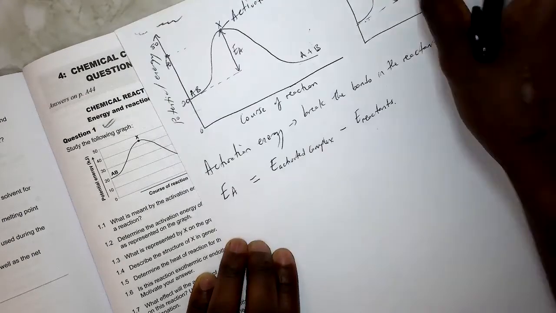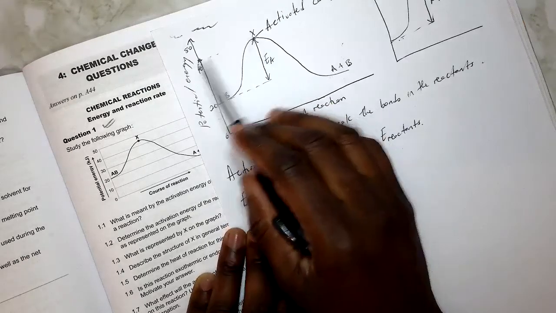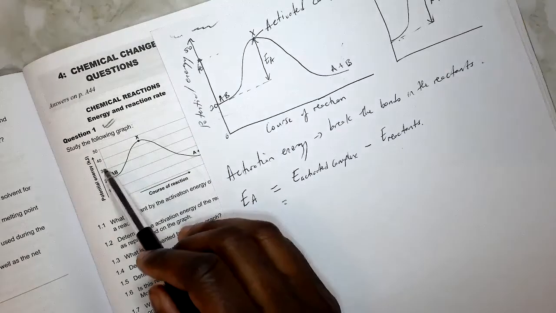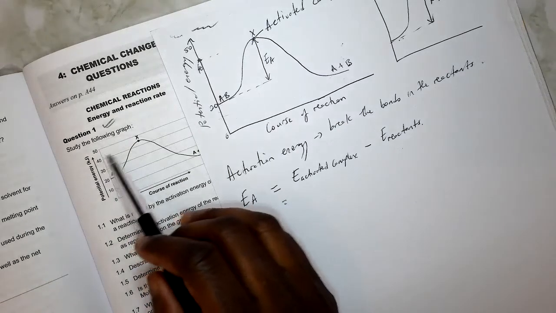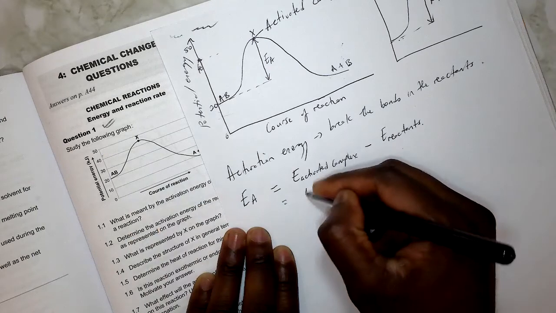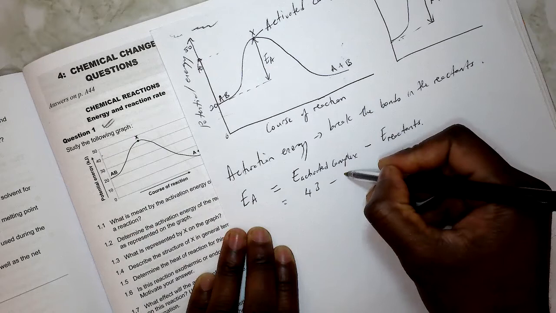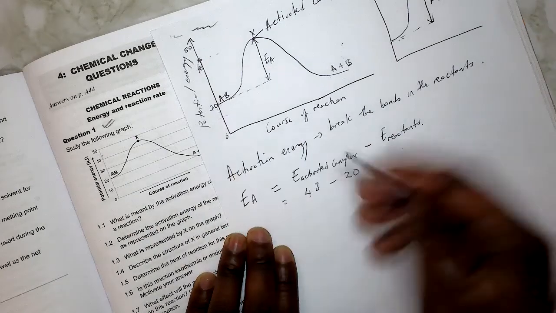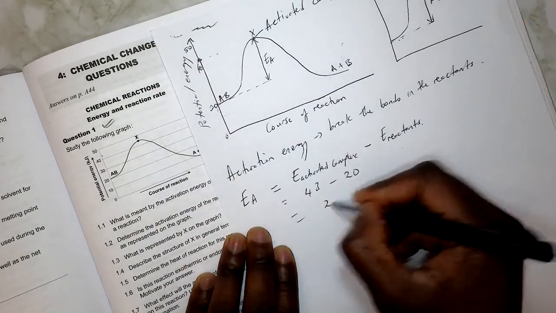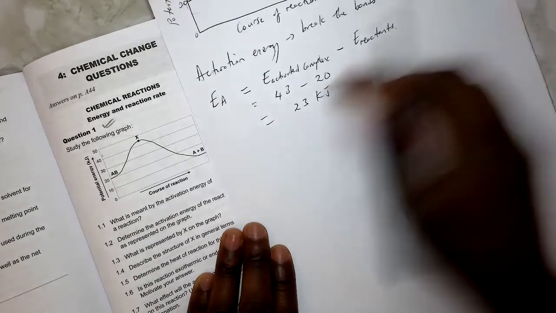Now here we are just supposed to estimate. You're supposed to estimate what it is here, because it's between 40 and actually slightly below. So you can just use 43 minus 20, which is for the reactants, which you get kilojoules. So always remember to include the units.